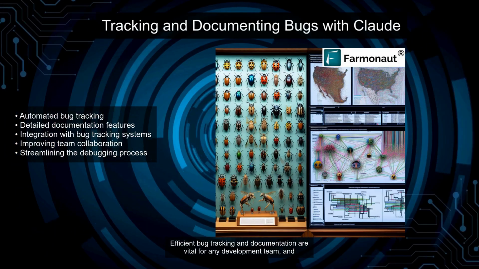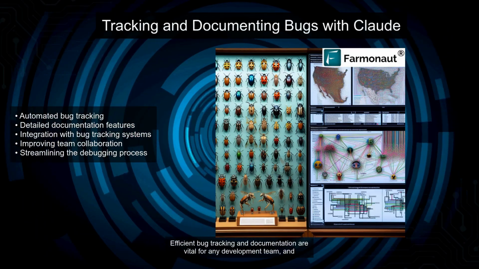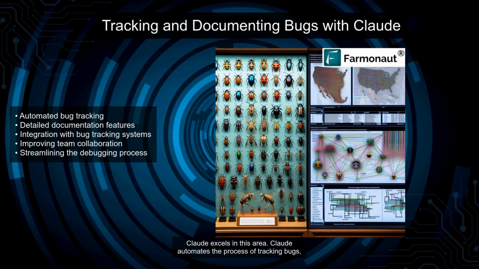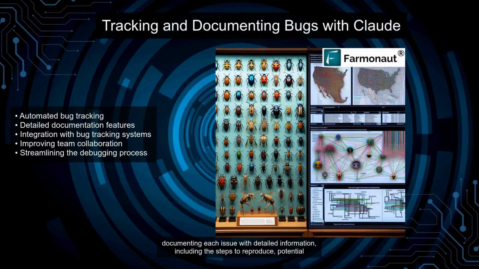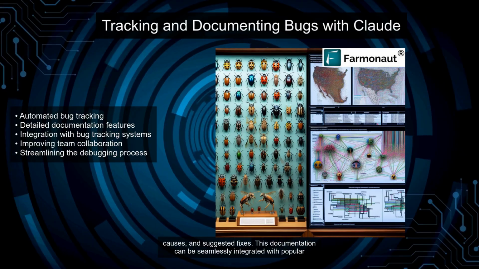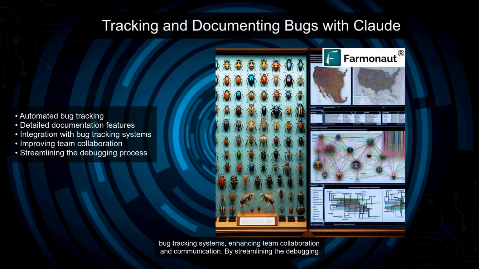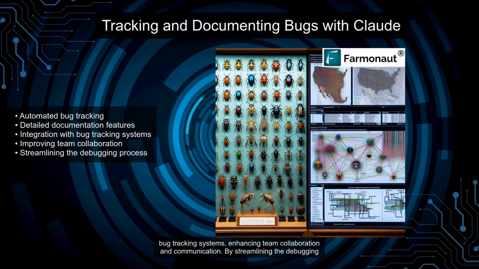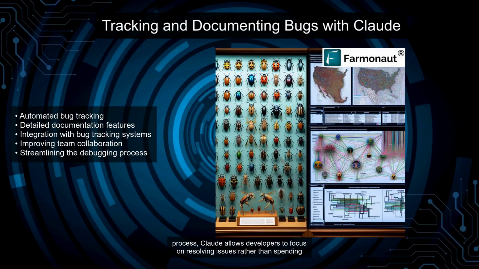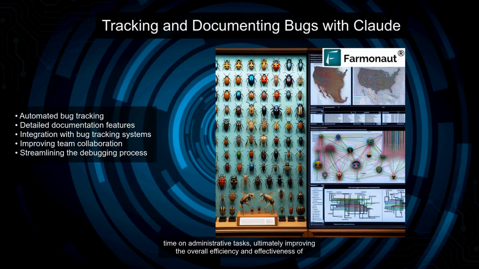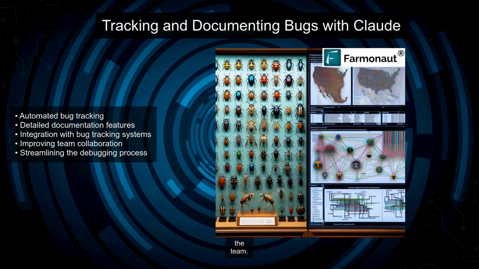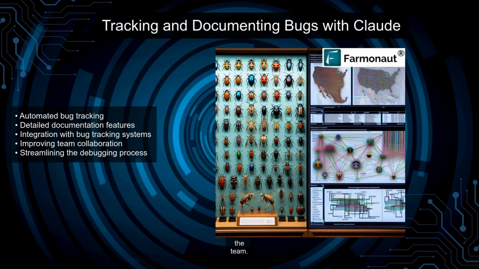Efficient bug tracking and documentation are vital for any development team, and Claude excels in this area. Claude automates the process of tracking bugs, documenting each issue with detailed information, including the steps to reproduce, potential causes, and suggested fixes. This documentation can be seamlessly integrated with popular bug tracking systems, enhancing team collaboration and communication. By streamlining the debugging process, Claude allows developers to focus on resolving issues rather than spending time on administrative tasks, ultimately improving the overall efficiency and effectiveness of the team.